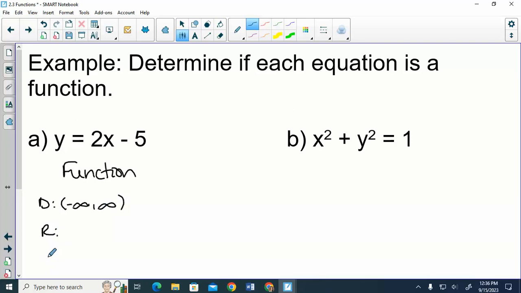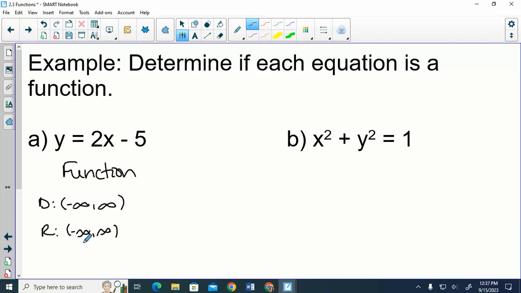The range is referring to the answers we would get out. So if I put in something, is it possible to get a positive answer? A negative answer? 0. Yeah. So our range is also negative infinity to infinity. It might be easier to look at a graph on some of these, and we're going to talk in just the next 2 slides about how to look at a graph and get those as well.